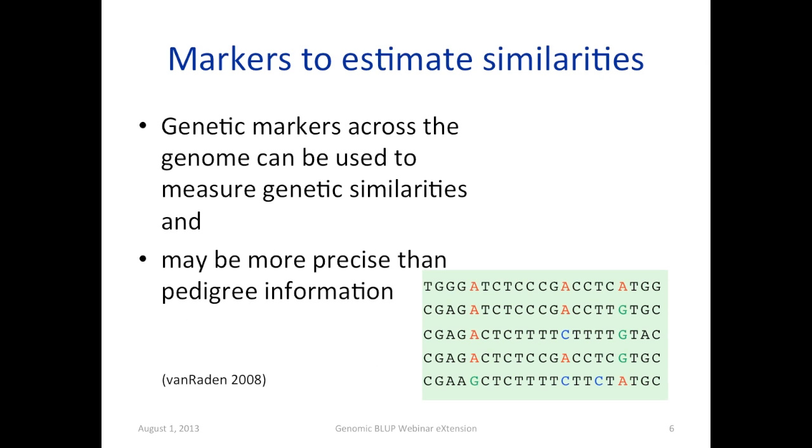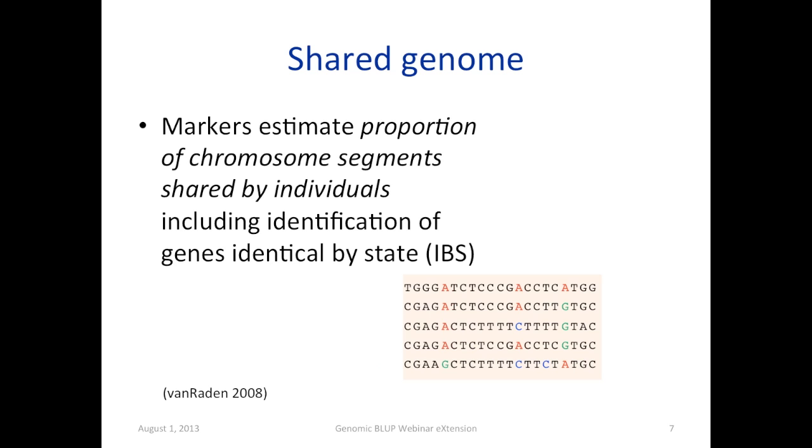But we can use markers actually to be more precise about the amount of DNA shared by the individuals. And this was first proposed by VanRaden in 2008. Markers actually estimate the proportion of chromosome segments shared by the individuals, including the genes identical by state, not just identical by descent.